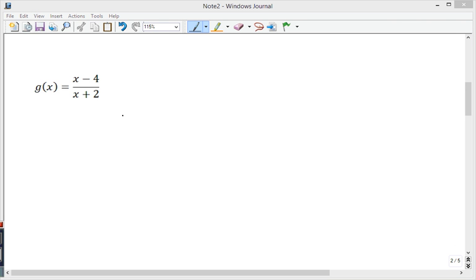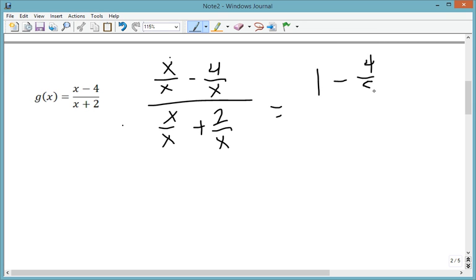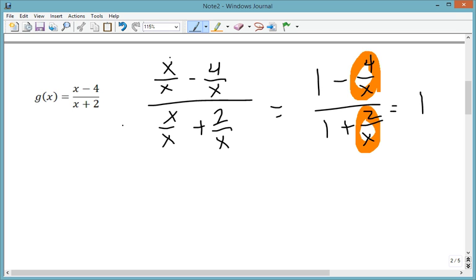We can do it the same way we did before. We could multiply everything on the top by 1 over x. So I'd have x over x minus 4 over x, over x over x plus 2 over x. This would go to 1 minus 4 over x, over 1 plus 2 over x. Now when I let x get really big, this would be 0 and this would be 0. So I would be just left with 1 over 1, which is 1.